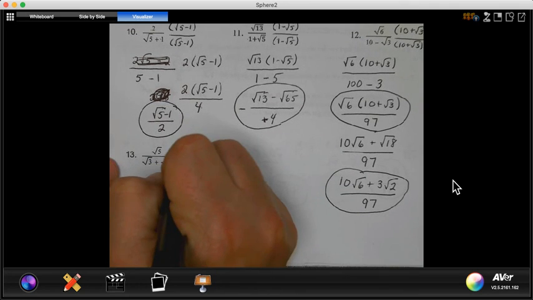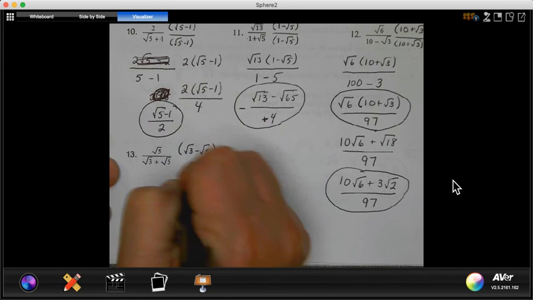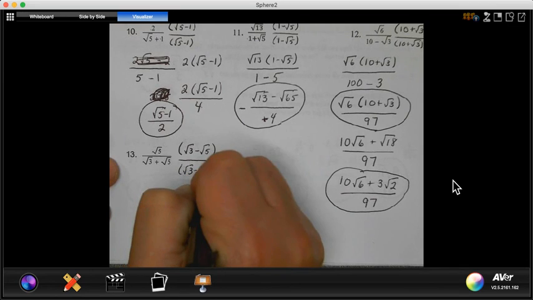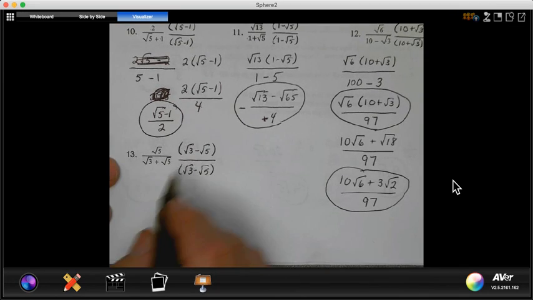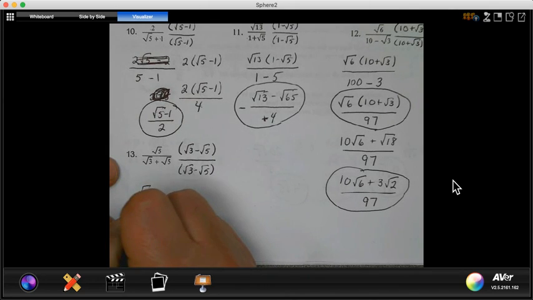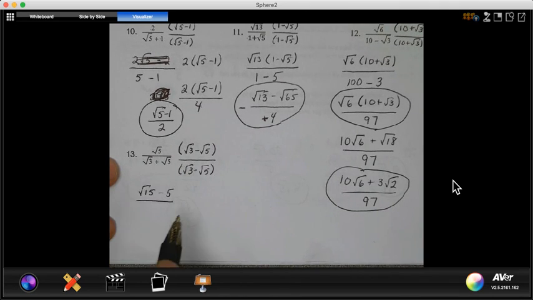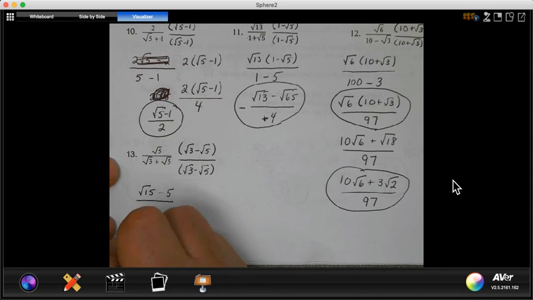So you're going to multiply by root 3 minus root 5 all over root 3 minus root 5. So the numerator is, we might as well multiply that out. That's root 15 minus 5, because root 5 times root 5. And then let's do FOIL in the denominator. Root 3 times root 3 is 3.